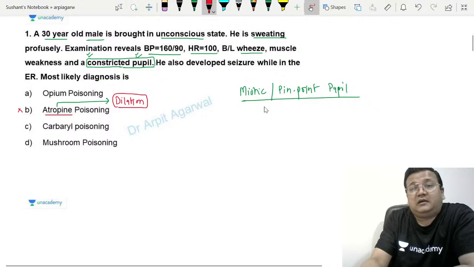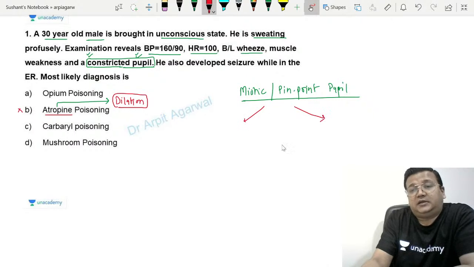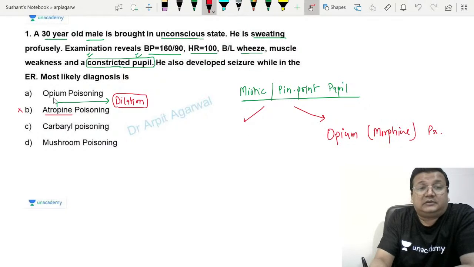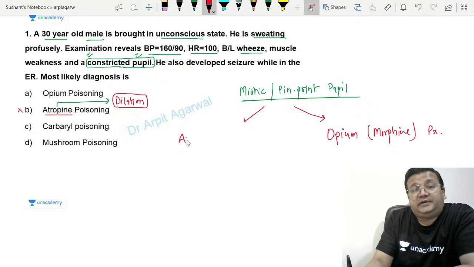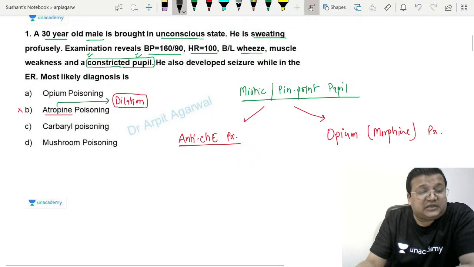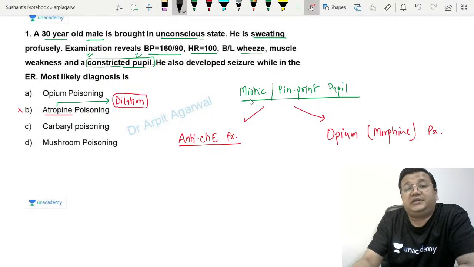What are our important differential diagnoses? Two poisonings are important in miotic or pinpoint pupil. One is opium poisoning, opium or morphine poisoning, opioid poisoning. So Nivita, you are thinking in the correct direction. Another differential diagnosis is anticholinesterase poisoning, commonly referred to as organophosphorus poisoning. Now, how do we distinguish between these two poisonings?